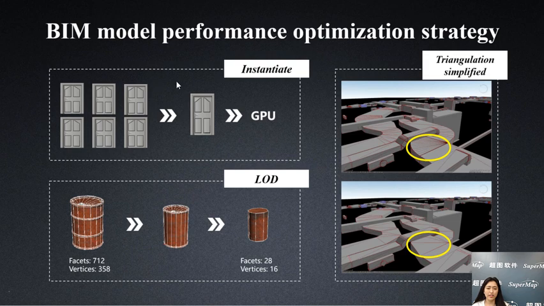And first is instancing. The instancing technology is suitable for the situation where there are many repeated models, and the same geometric model can be drawn only once, which reduces the pressure on the hardware devices, such as graphics cards.